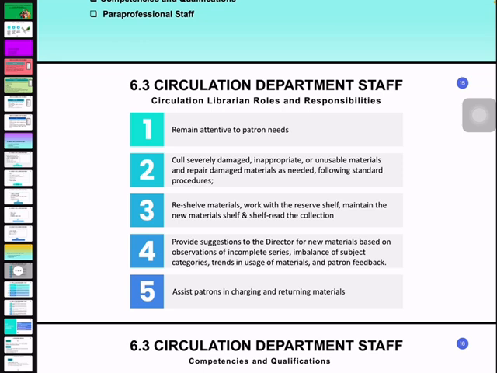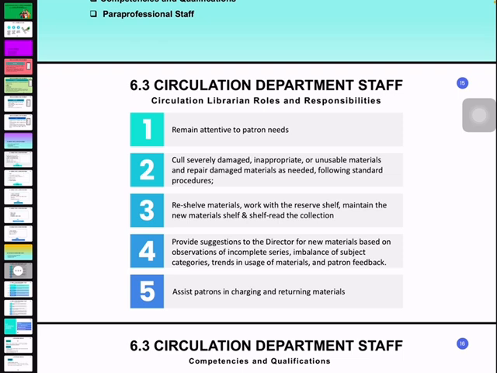Next, responsibilities: provide suggestions to the director for new materials based on observations of incomplete series, imbalance of subject categories, trends in usage of materials, and patron feedback. Okay, bila you kat circulation, you will know the needs of the user. So, when you know the needs of the user, you can make suggestions to the director on what kind of materials the library needs to purchase. Jadinya, this suggestion comes from your observation. Contoh, you nampak, okay, ada siri yang tak lengkap. And then, patrons always ask for this material. So, you need to provide this kind of material and so on.